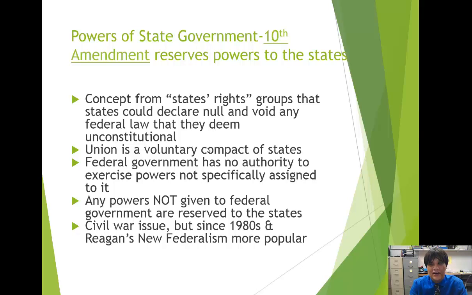However, they're not widely popular, and they often don't get the kind of political force behind them. The federal government has no authority to exercise powers not specifically assigned to it, so once again, if they overstep that, the Union is a voluntary compact of states, and states can leave. Any powers not given to the federal government are reserved to the states. That's word for word from the 10th Amendment. This was a huge Civil War issue, but that being said, we kind of settled it in the Civil War that states would be part of the Union.